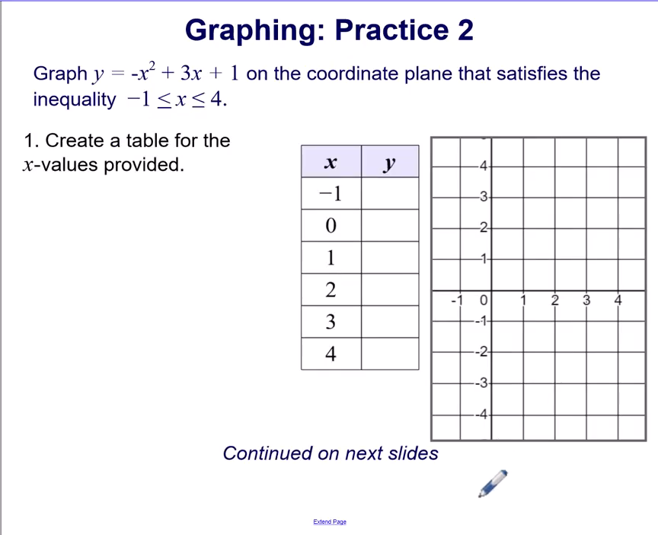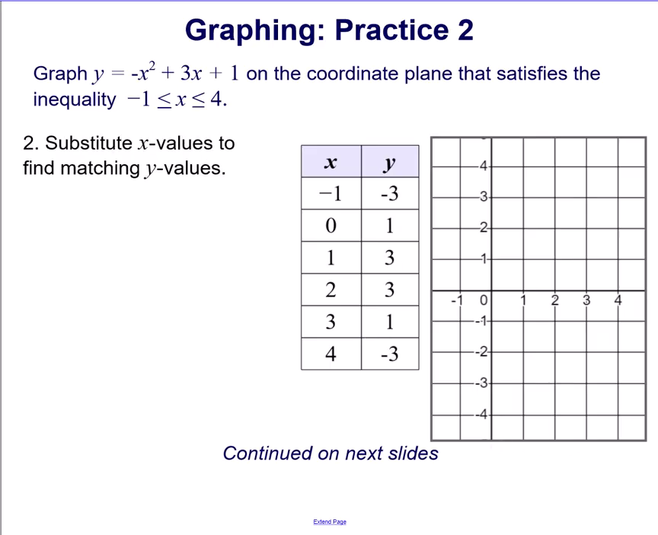And welcome back. So for step 1, we create a table for the x values that are provided, and the x values that are provided are in this inequality. They're the integers going from negative 1 to positive 4. And that's what I did. I created an xy table, and under the x column, I started with negative 1, and going up by increments of 1, I completed the table going from negative 1 to 4.